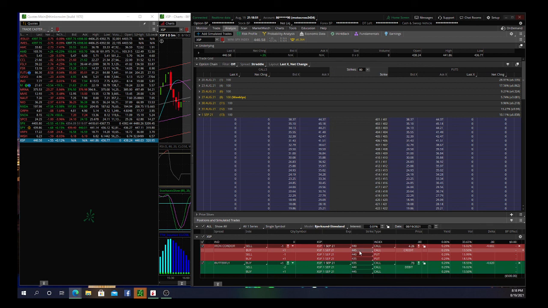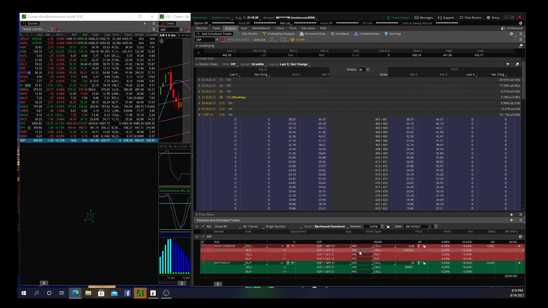The chances of it actually pinning 440 on September 1st are probably not that good, because it's still 11 days away. However, let's say it does pin that 440. If it pins that 440, the 445 strike calls that you bought are worthless. The 435 strike puts that you bought are worthless. The 440 strikes, which are the body of this thing, go to zero.